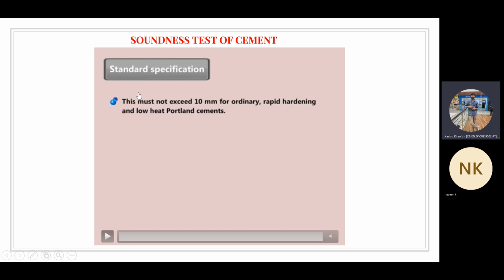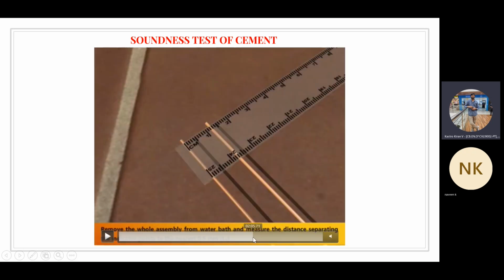So that's the entire test process, and that's the condition of the value that you have to remember. It was mentioning that we are going to measure the distance between two needles after 3 hours of keeping it in the water bath. Now, if the measured distance between two needles is greater than 1 centimeter or 10 mm, then that cement is prone to unsoundness. That cement consists of excess amount of lime.